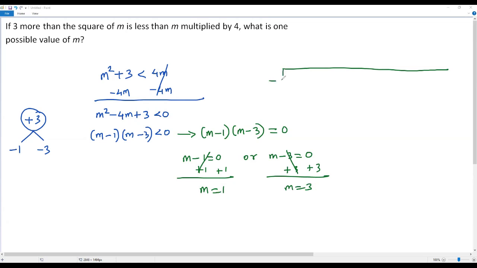On the left side extreme, we have negative infinity on the real number line. On the right side extreme, we have positive infinity. Now we can write these two numbers 1 and 3 on the real number line in order. So 1 should come first and 3 should come next.